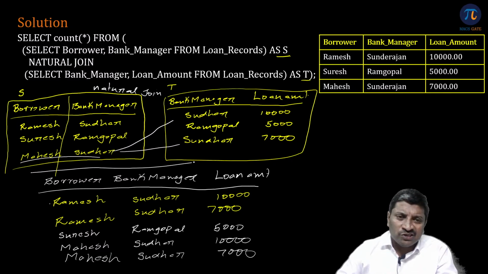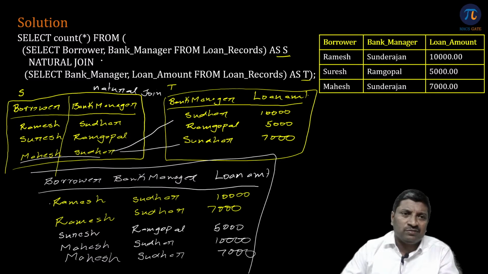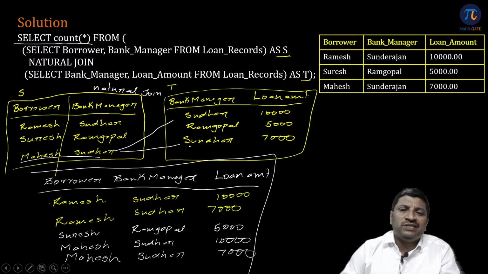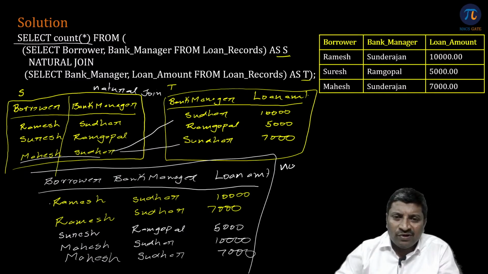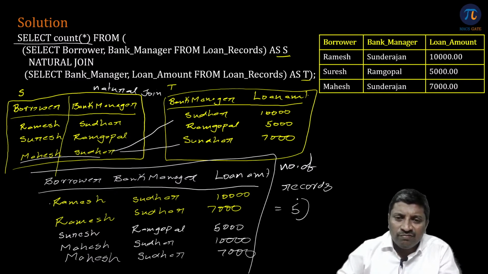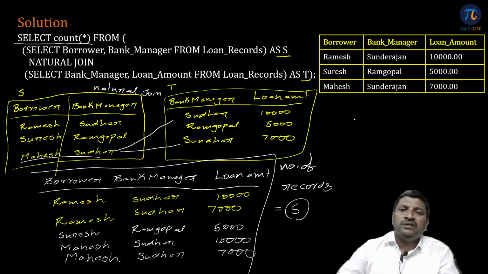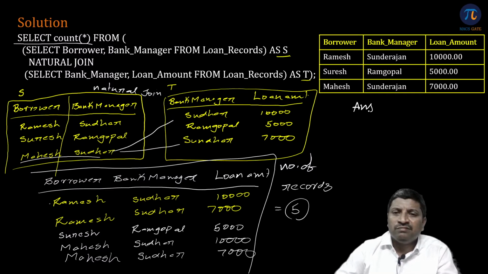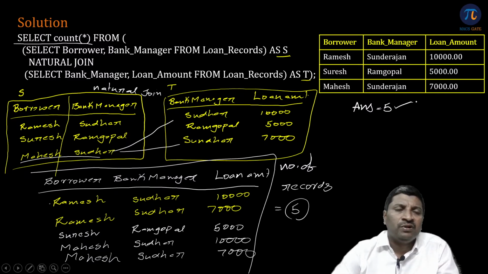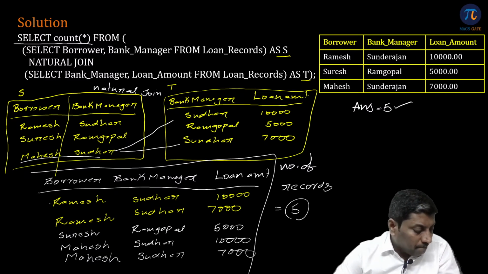So we got the result ready, but they don't want the result, sir. Look at this. Select count of star. That is the number of records. What is the number of records in this table, sir? The number of records equal to 5. So the answer is 5. Hope you understood it.